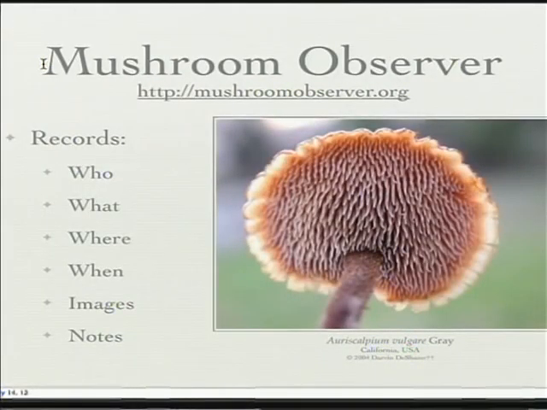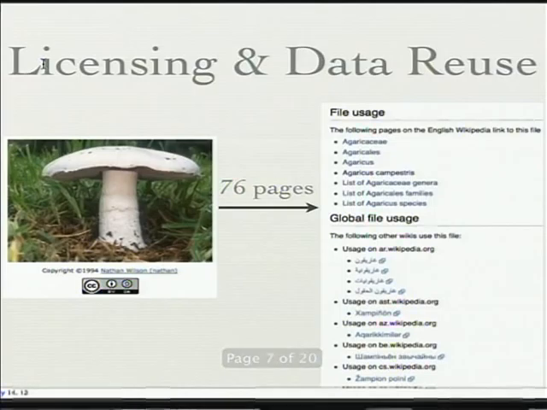So the original goal for Mushroom Observer was to record who, what, where, when, images, and notes for fungi. One of the big aspects of that is the licensing choices that I made. Coming from a fairly technical background, from the get-go, I chose to support Creative Commons licenses. The default is the attribution share-alike license. The result of that is that this data gets out there. And the goal of putting those licenses in there is exactly so that the data gets out there.